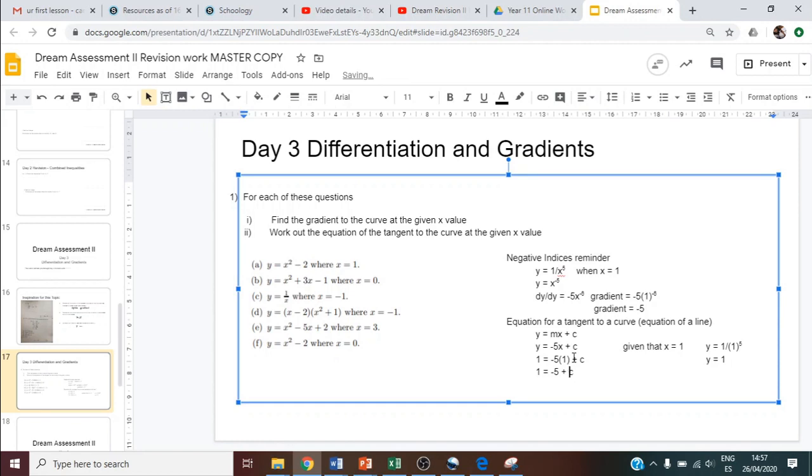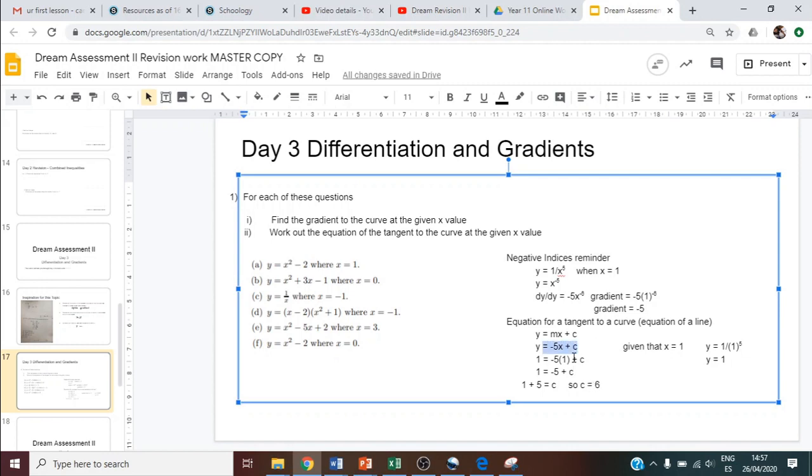To find out what c is, I need to rearrange, get c on its own. So I'm going to move the minus 5 to the other side. That's going to be 1 plus minus 5. Sorry, 1 plus 5. It was minus, now it's plus. Equals c. So c must be 6 then, right? C equals 6.